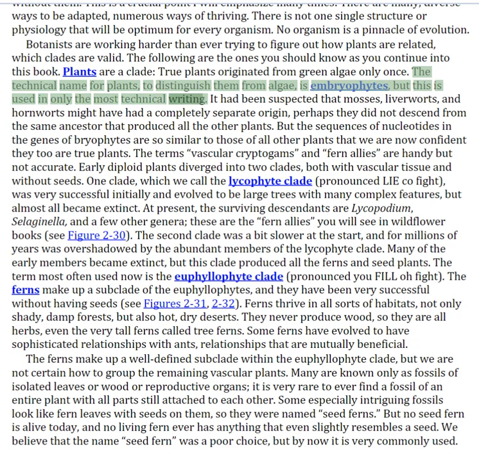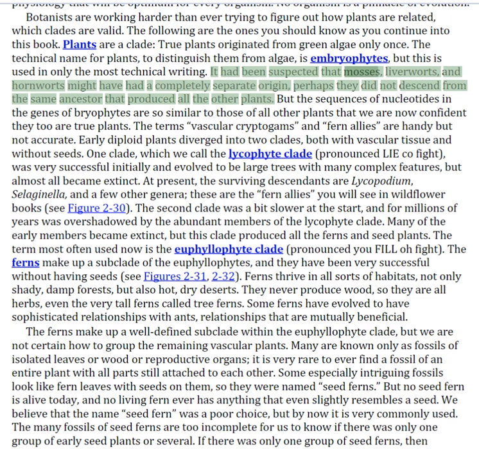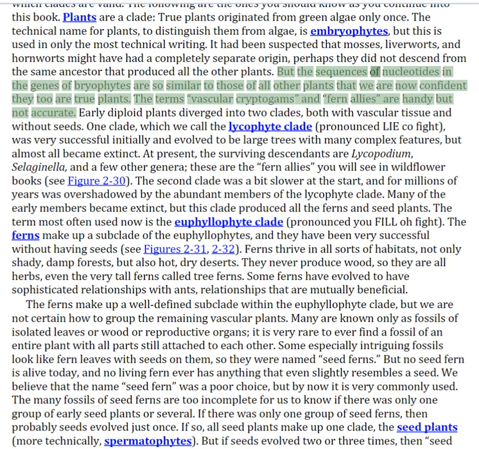It had been suspected that mosses, liverworts, and hornworts might have had a completely separate origin. Perhaps they did not descend from the same ancestor that produced all the other plants. But the sequences of nucleotides in the genes of bryophytes are so similar to those of all other plants that we are now confident they too are true plants. The terms vascular cryptogams and fern allies are handy but not accurate.